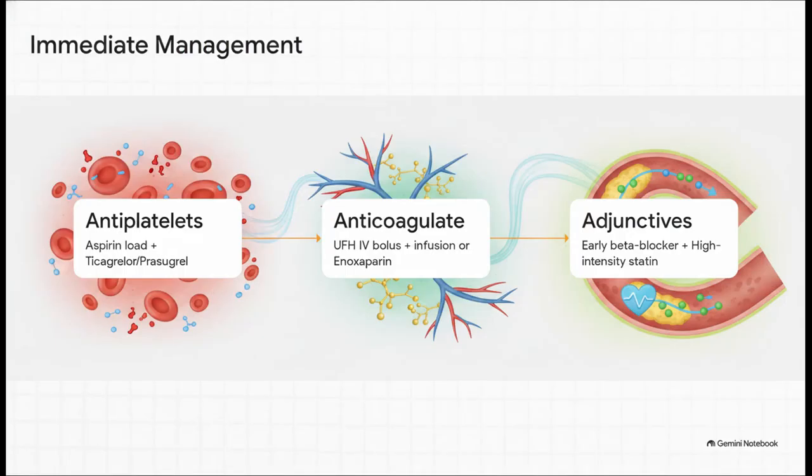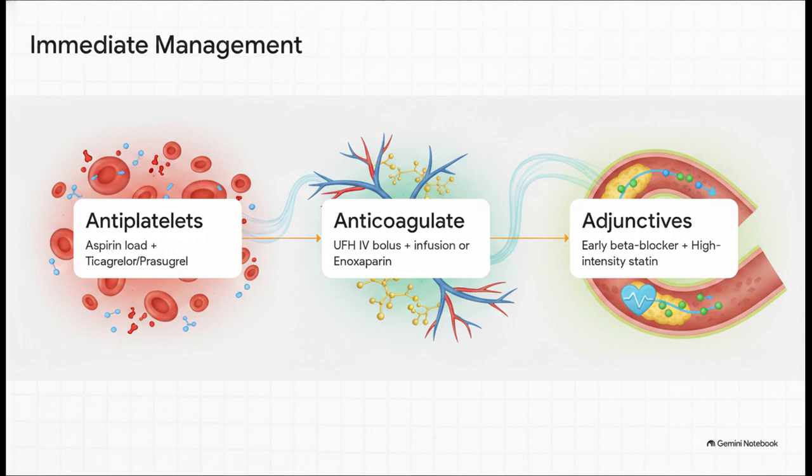While we're prepping for reperfusion, we have to halt the clotting cascade with immediate medical management. Step 1 is aggressive dual antiplatelet loading. 300 milligrams of chewed aspirin paired with 180 milligrams of ticagrelor or prasugrel, ideally given pre-hospital. Step 2 is systemic anticoagulation, typically using an IV bolus and infusion of unfractionated heparin or subcutaneous enoxaparin.